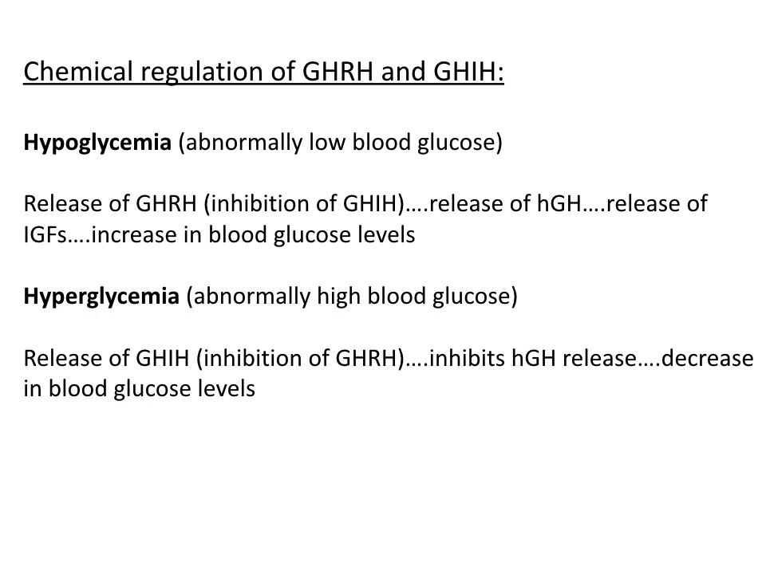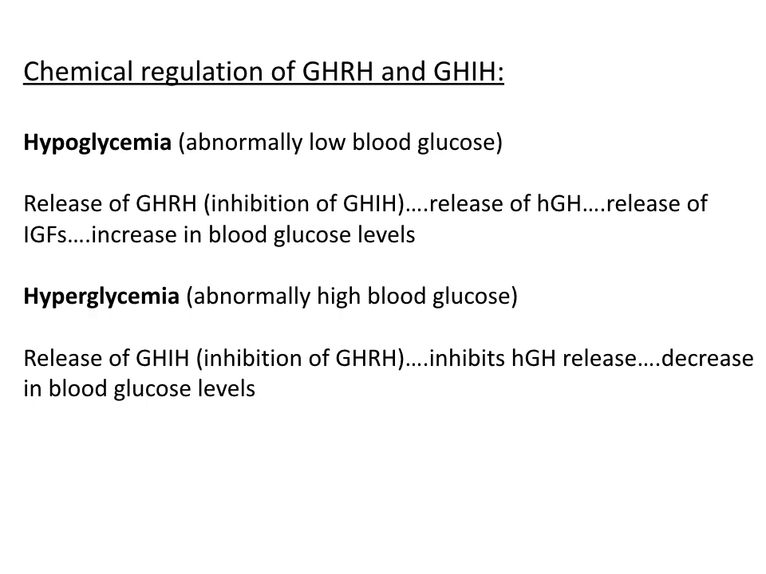The production of growth hormone releasing hormone and growth hormone inhibiting hormone is also regulated chemically by blood glucose changes. So your little hypothalamus is not just measuring IGF levels, it's measuring blood glucose levels. So let's pose this scenario where your hypothalamus detects hypoglycemia. Hypoglycemia is an abnormally low blood glucose.